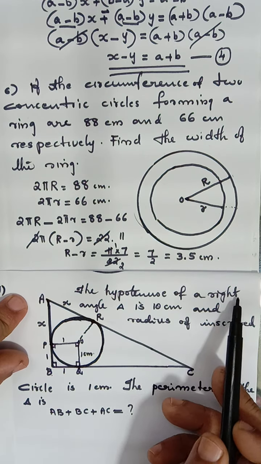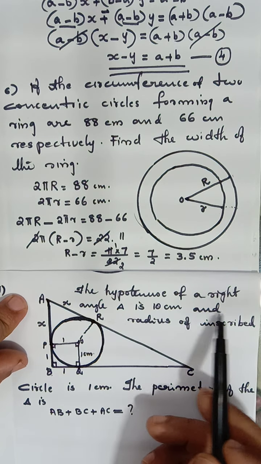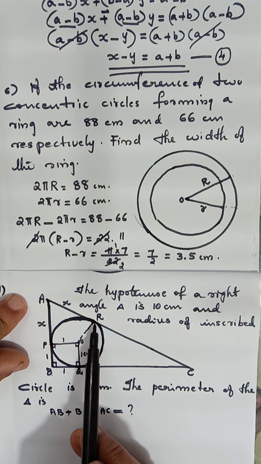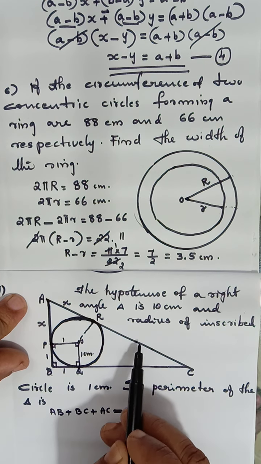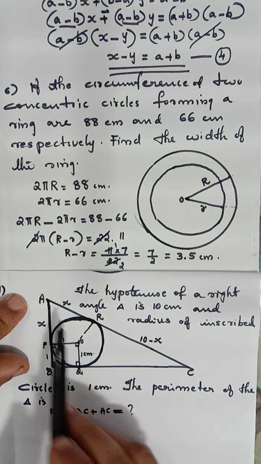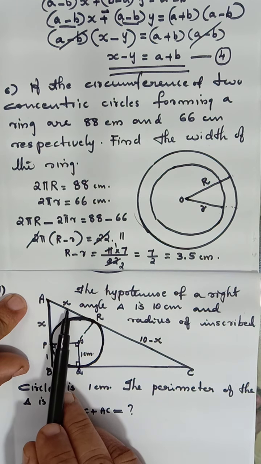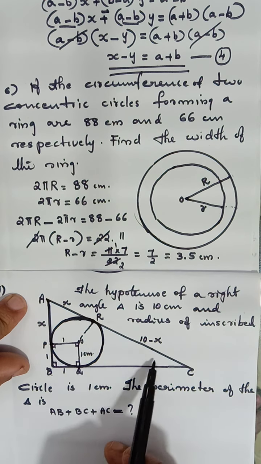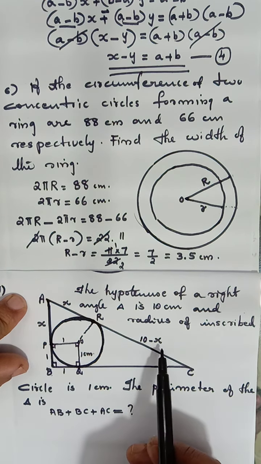Given that the hypotenuse of the right angle triangle is 10 centimeter. So AC is the hypotenuse. Total AC is 10 and AR is X. Then RC will be 10 minus X. If the total is 10 and this is 2, this portion will be 8 only. How do we get that? Total minus this X, 10 minus X.